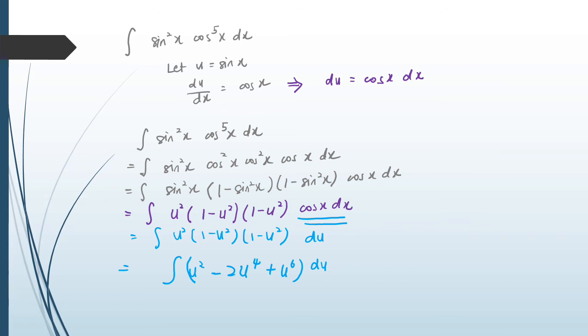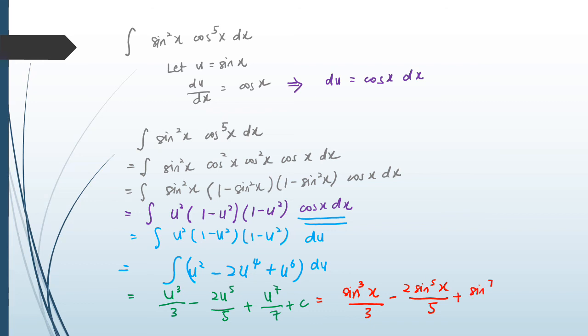What would you get next? Should be u to the power of 3 over 3 minus 2u to the power of 5 over 5 plus u to the power of 7 over 7 plus c. Again, we are given a question that is in the form of x, hence answer must be in the form of x, and you are expected to write sine to the power of 3x over 3 minus 2 sine to the power of 5x over 5 plus sine to the power of 7x over 7 plus c.